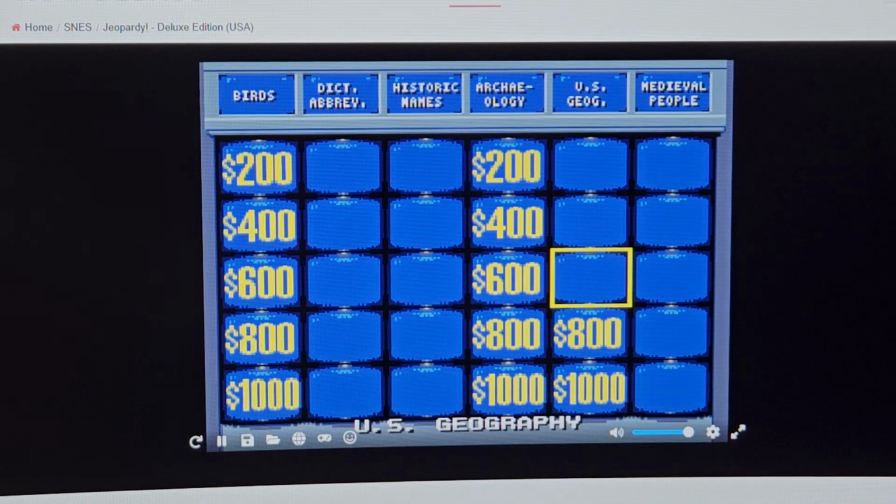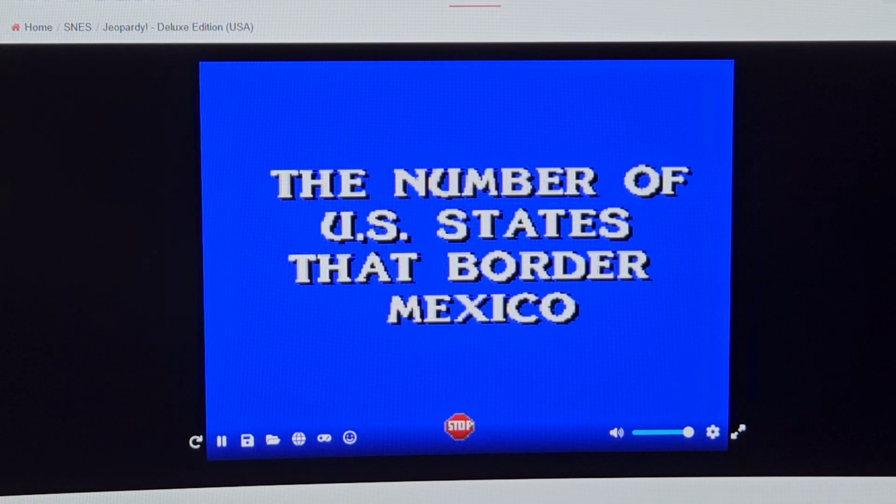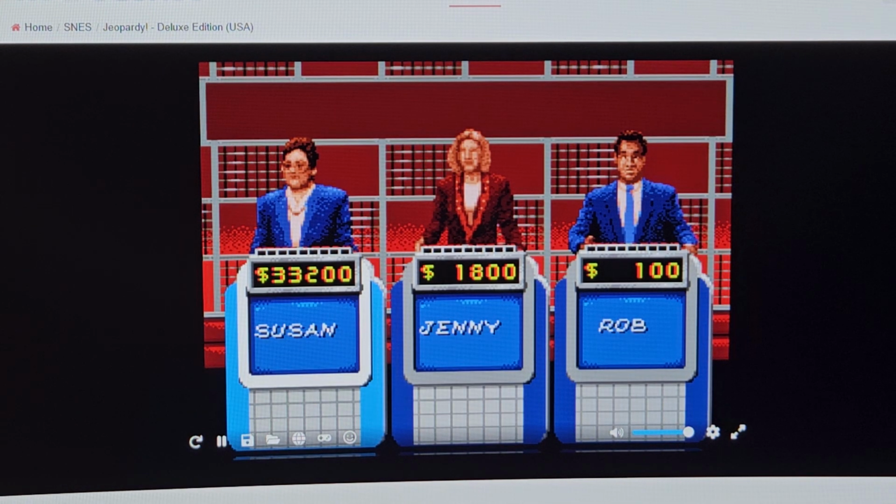All right, 800 on U.S. geography. The answer is: the number of U.S. states that border Mexico. What's 4?